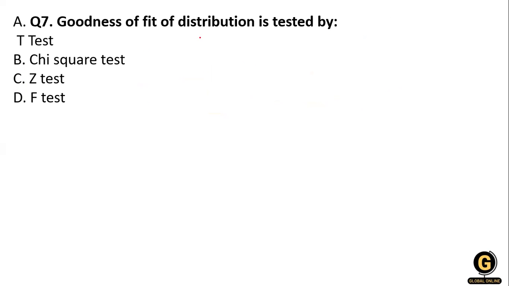Next question: goodness of fit distribution is treated as, option A, T test, B chi-square test, C Z test, and D F test. So what will be the right answer? You know that goodness of fit is related to the chi-square test. The chi-square test is the goodness of fit in statistical hypothesis testing, used to determine whether a variable is likely to come from a specific distribution. Clear or not?